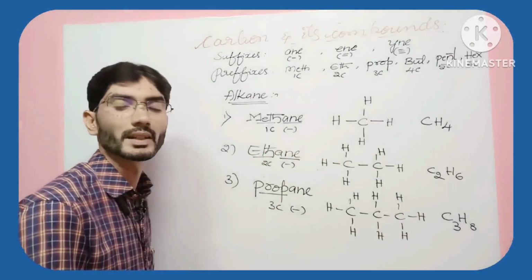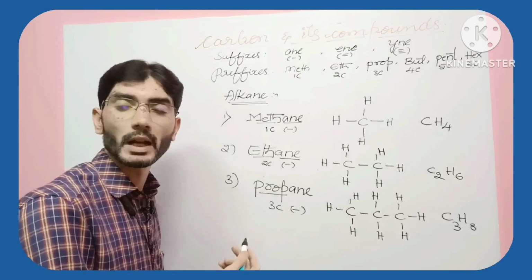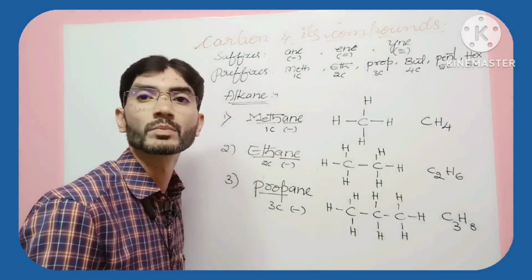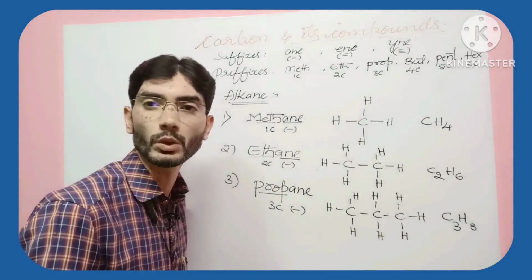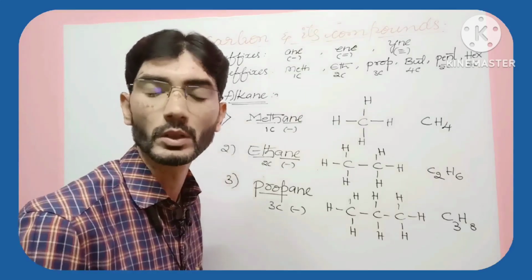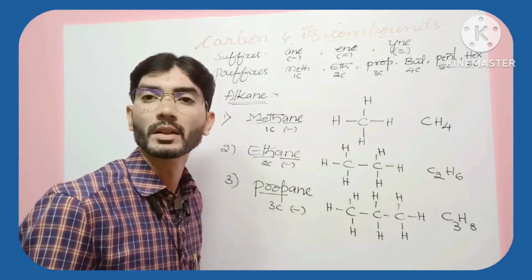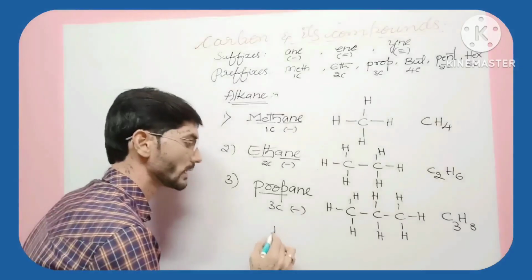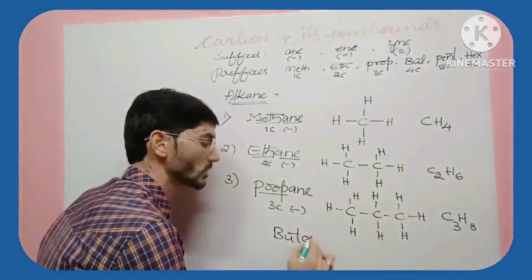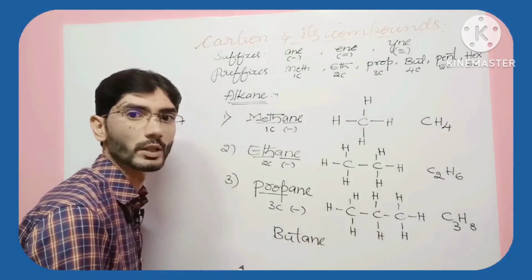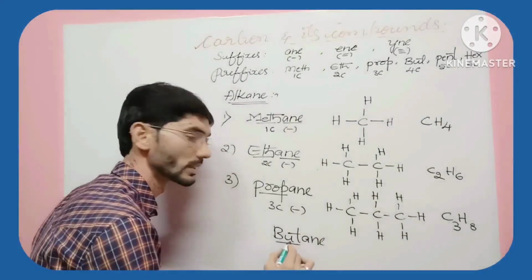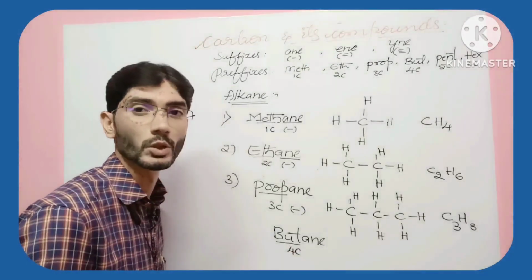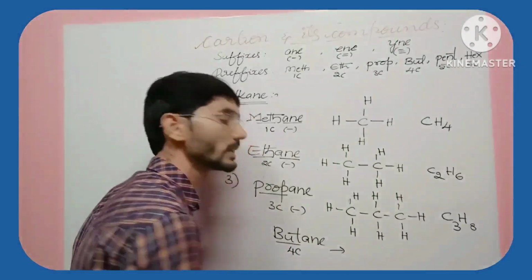Now one more thing is there here. Even with the help of the general formula you can find out the number of hydrogen atoms. Once you know how many carbon atoms there are, you can easily find out the hydrogen atoms. In the case of butane, I won't write any structure. But means 4 carbon atoms, and hydrogen atoms I don't know. I will use one more method, that is the general method.